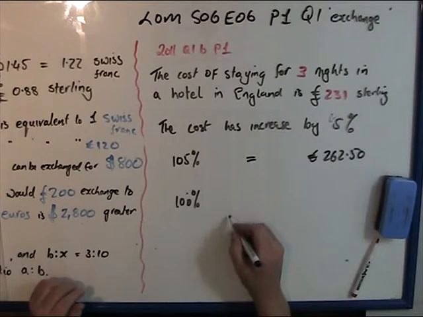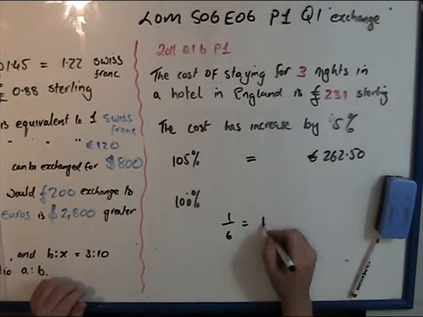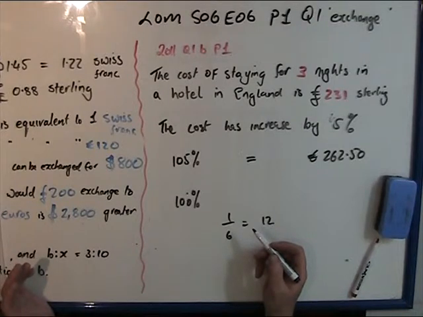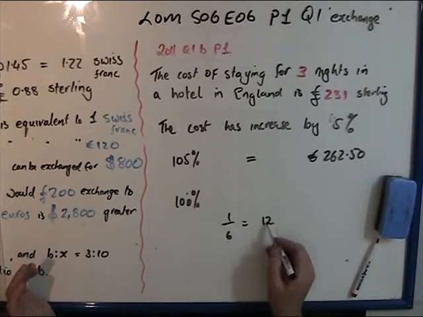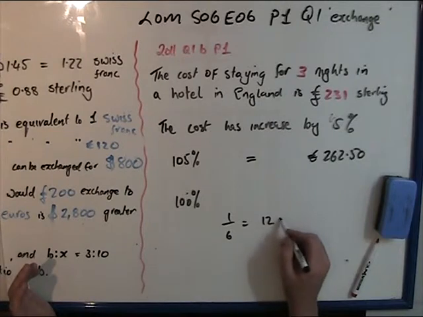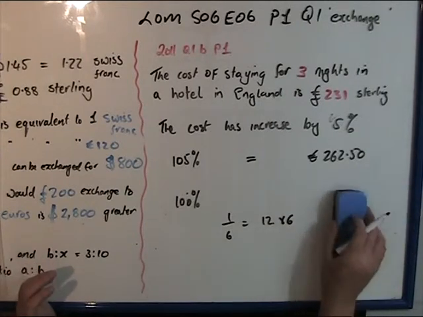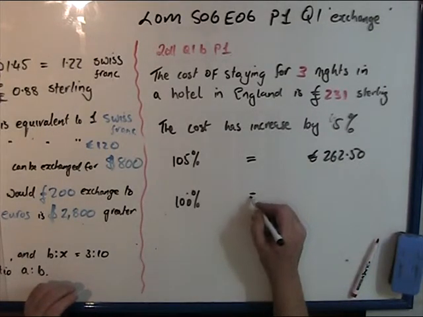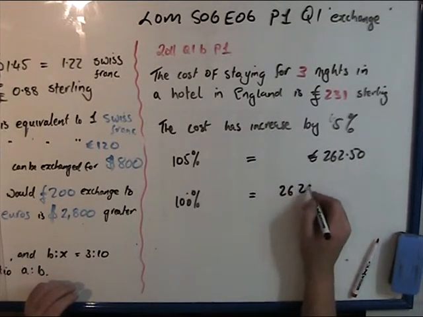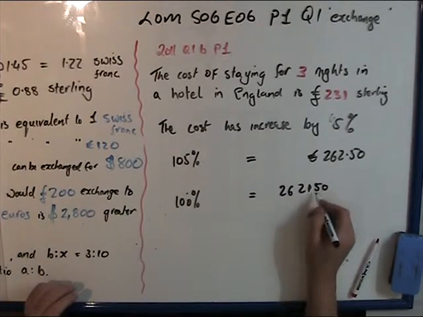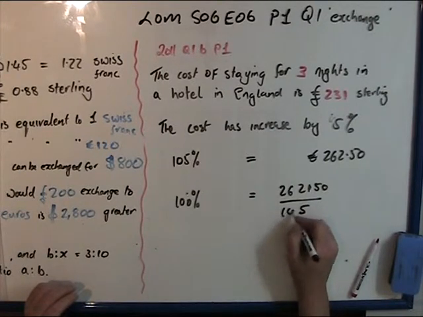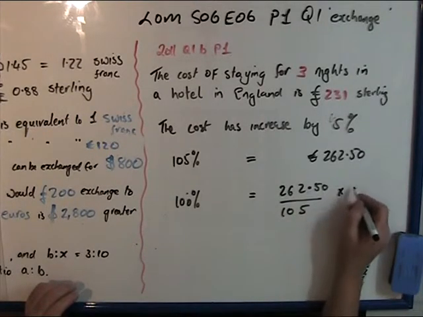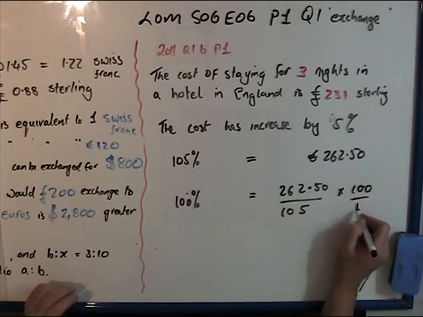It's the same with fractions. 1 over 6 is equal to 12. What's the whole 1? Because 1 over 6 is equal to 12, it's 1/12, so multiply that by 6 and you get the whole number. I hope that's clear with you. So 100% is equal to this, so I have to divide this by 105 to get 1%, and then I multiply by 100 to get 100%, what the original price was.